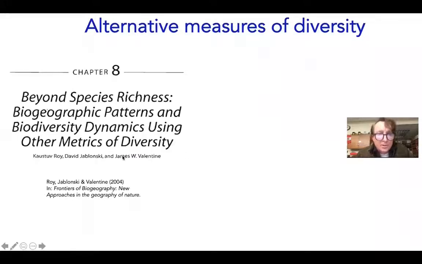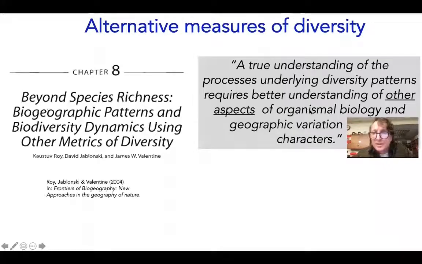So I wanted to point you to this very nice chapter. It's in a book called Frontiers of Biogeography, New Approaches to the Geography of Nature. It's actually from paleontologists here, but the title of the chapter is Beyond Species Richness. And in this chapter, they do a very good job in arguing that a true understanding of the processes underlying diversity patterns requires a better understanding of other aspects of organismal biology and geographic variation in these characters.